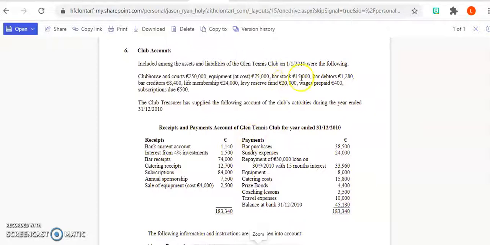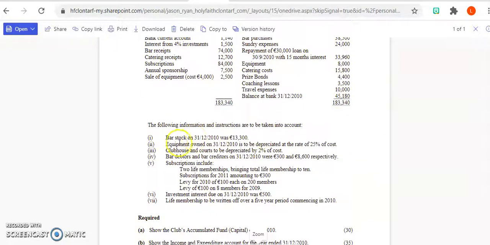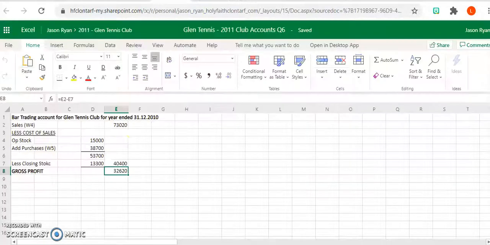Your opening stock then, your bar stock, is usually at the start. So when you're doing your bar trading account, you're looking for anything that says bar. So bar stock is at the start, and then you'll have bar stock then at the end. So your trading account then will look something like this. So you have your sales, which is a working.